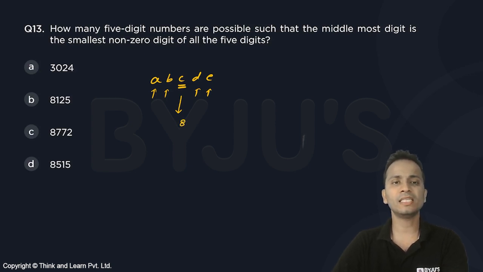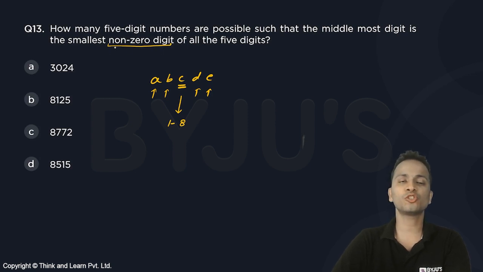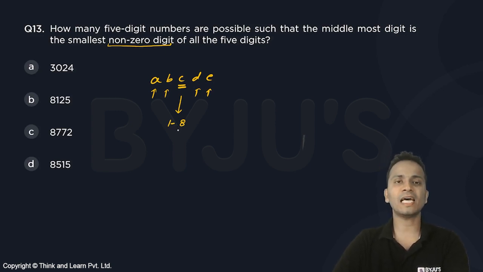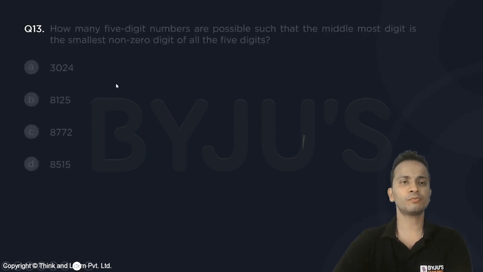And what can be the minimum value that C can take? The minimum value that C can take will be equal to 1, because it is given that the middlemost digit is the smallest non-zero digit. So we can say that the values of A, B, D, and E, that means the other 4 digits, will have to be non-zero digits. So these are the 8 cases that we'll make for this question. We'll find out the number of numbers that can be formed for each case, and then we'll add all of those. So let's begin this process.